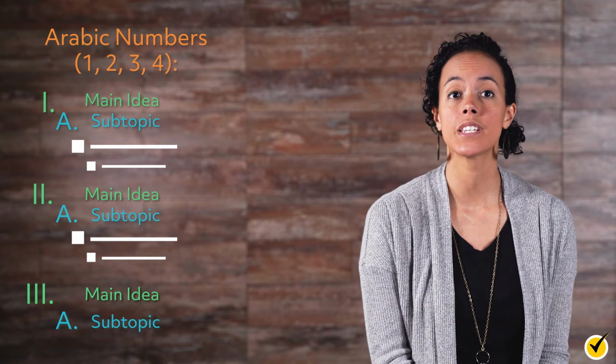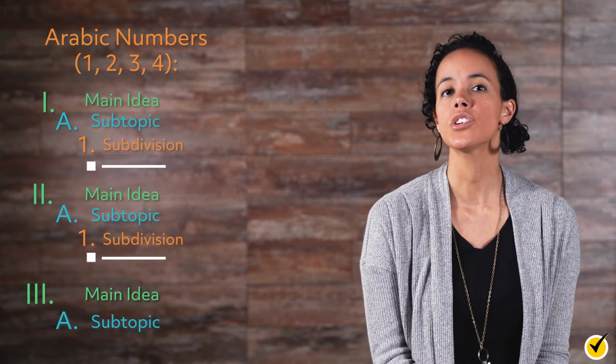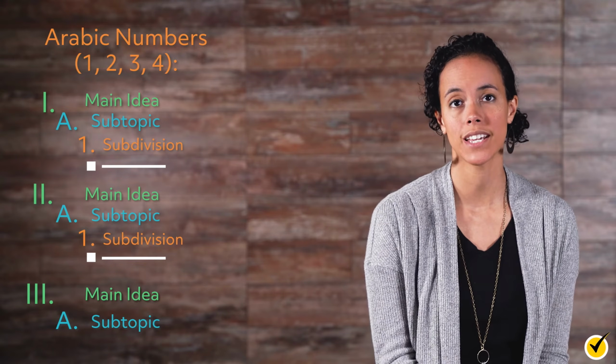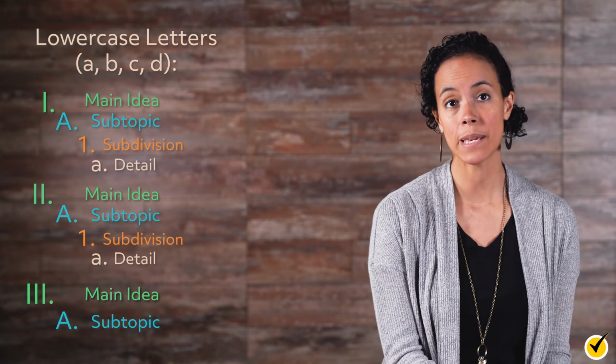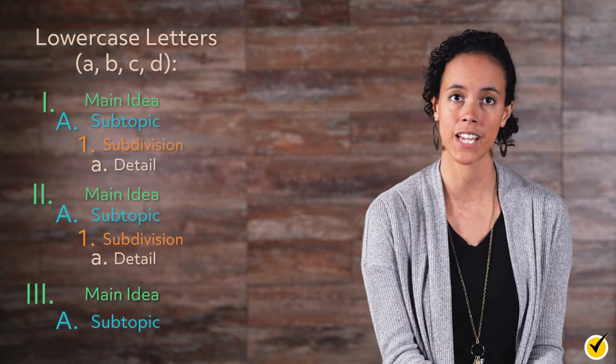Arabic numbers are used to denote subdivisions within subtopics. To put it more simply, these are used when listing claims or ideas that support secondary claims or ideas. Lowercase letters are details within subdivisions. One rule to keep in mind while outlining is that there is a flow from general to specific ideas.